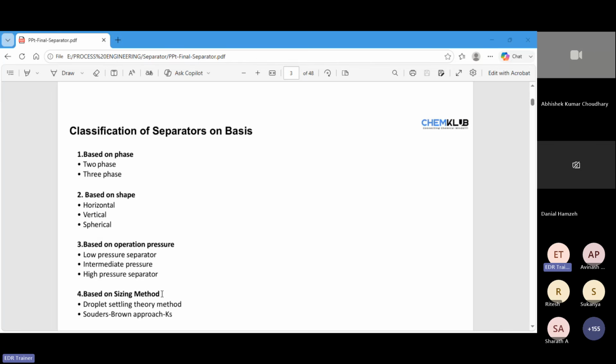Fourth is based on the sizing method. Generally we have two types of sizing methods: first is the droplet settling theory method, and second is the standard rule-of-thumb approach. Both methods exist, and we will see where and when to use each.